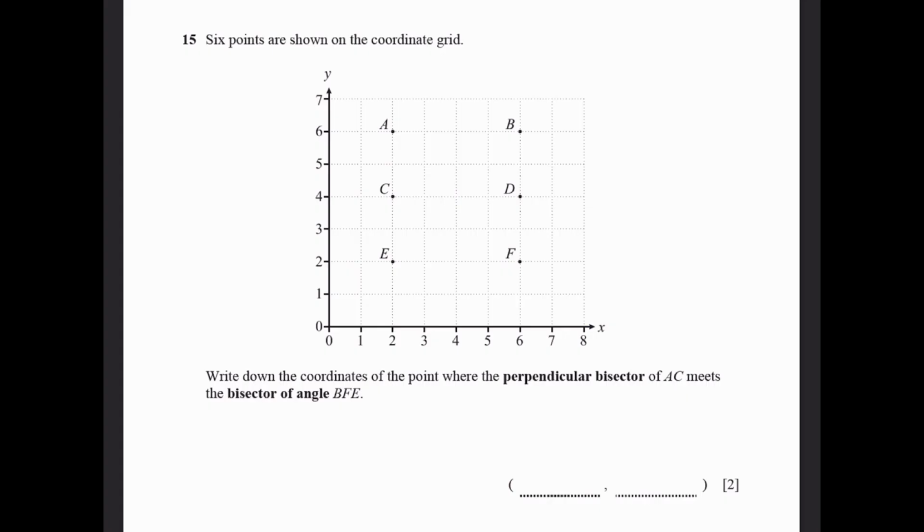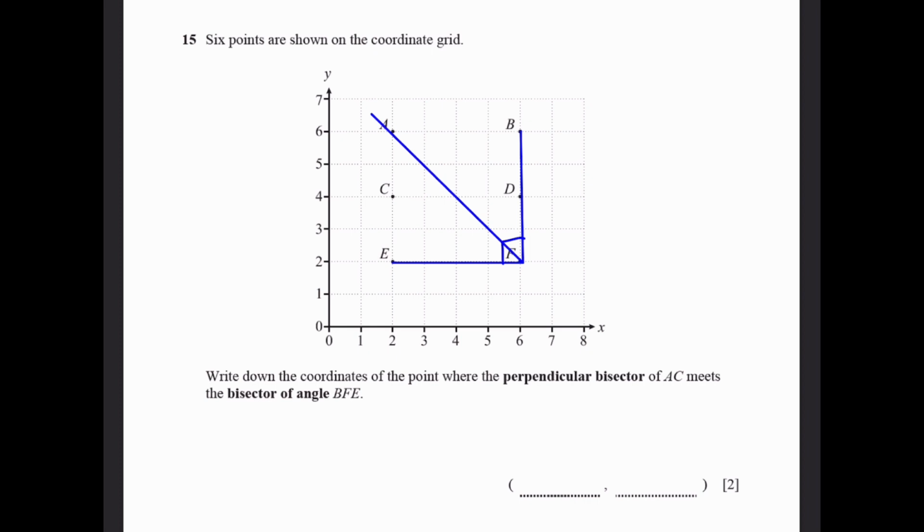Question 15. 6 points are shown on the coordinate grid: A, B, C, D, E, and F. Write down the coordinates of the point where the perpendicular bisector of AC meets the bisector of angle BFE. If we connect these to make the angle BFE, that's 90 degrees over here, and the bisector will be 45 degrees. So it will be a line here, like that.